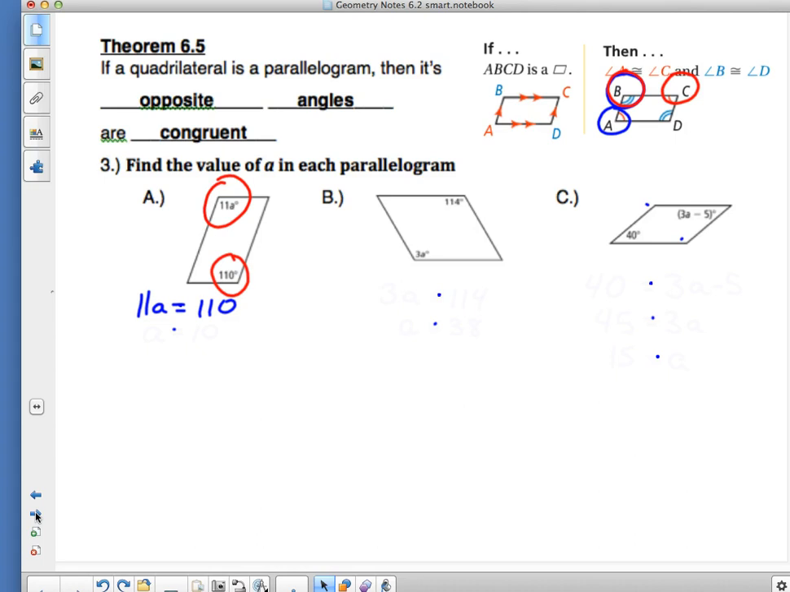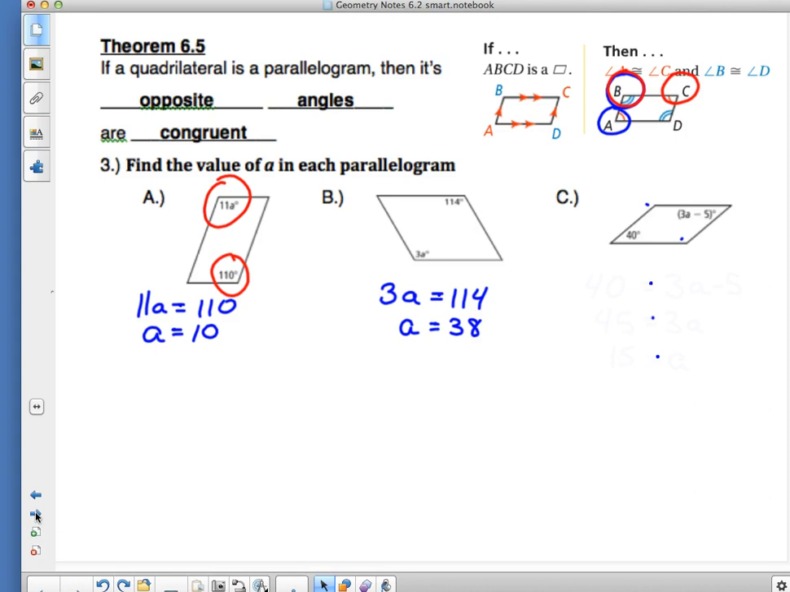Okay, you ready? I got 10 in A. B should be 114 equals 3A, right? Totally fine, rock solid, and we divide by 3 and we get 38. Yes! Everybody's fist pumping, little end zone dance parties going on, right?